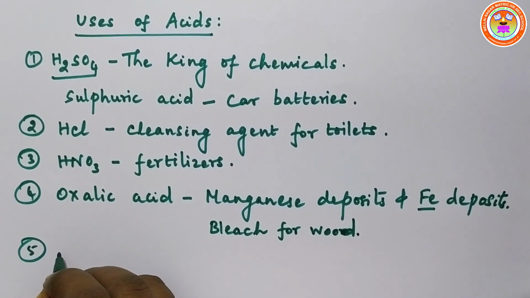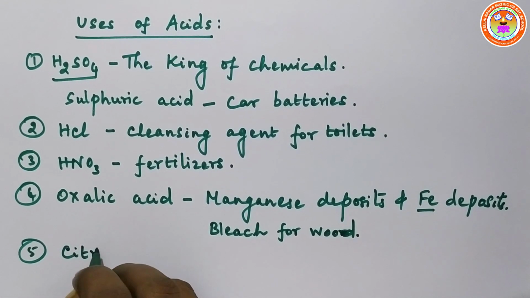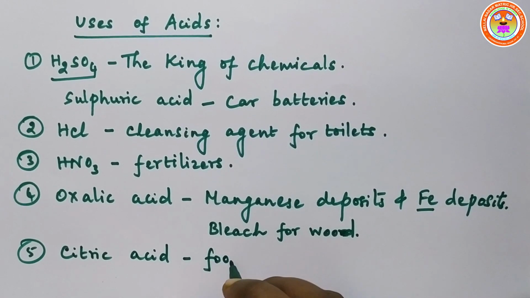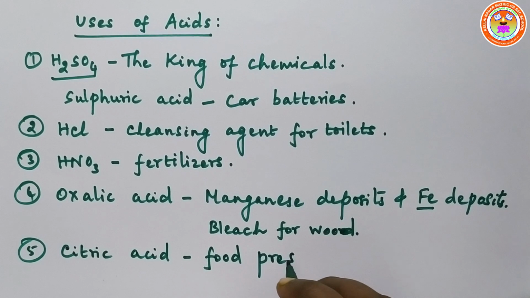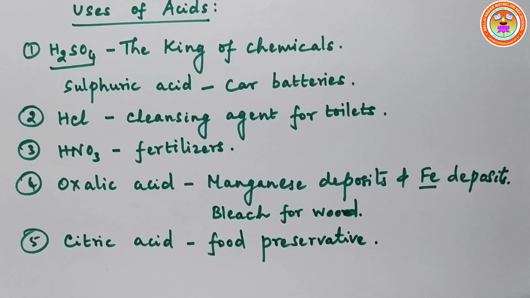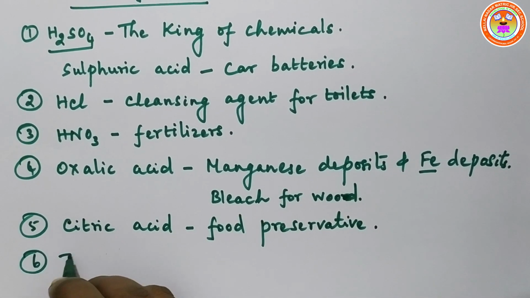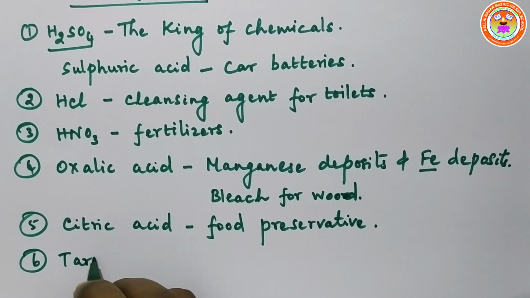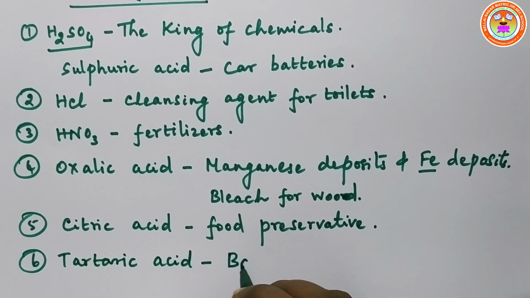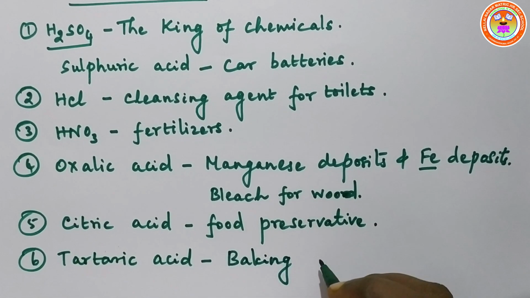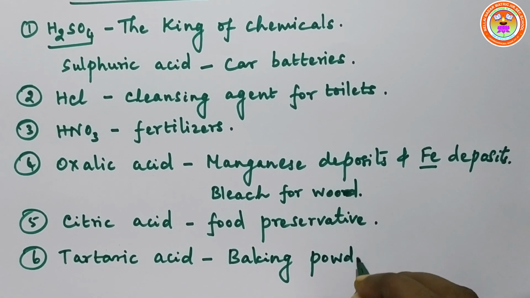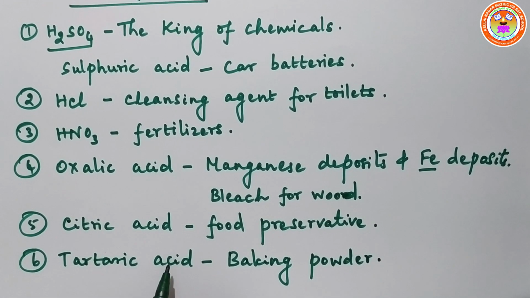Citric acid and tartaric acid. Citric acid is used as a food preservative. Tartaric acid is used in the making of baking powder, children. Baking powder, which is used in the baking of cakes. Okay, so baking powder's main constituent is tartaric acid.